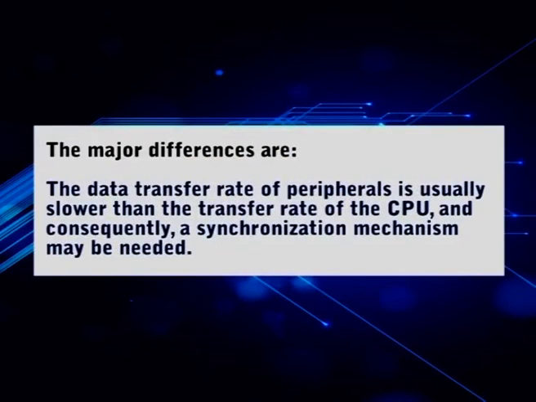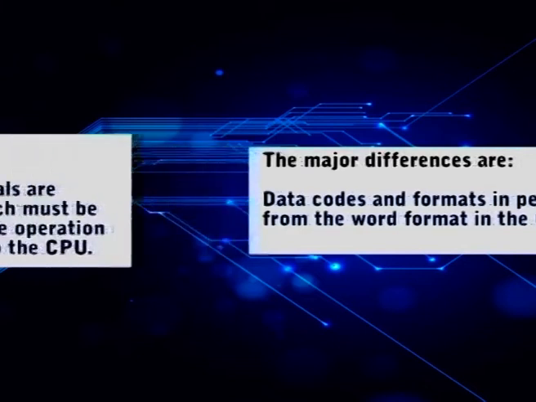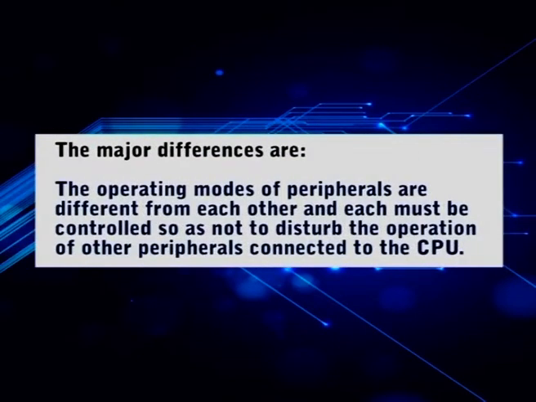Second, the data transfer rate of peripherals is usually slower than the transfer rate of the CPU, and consequently a synchronization mechanism may be needed. Third, data codes and formats in peripherals differ from the word format in the CPU and memory. And fourth, the operating modes of peripherals are different from each other, and each must be controlled so as not to disturb the operation of other peripherals connected to the CPU.